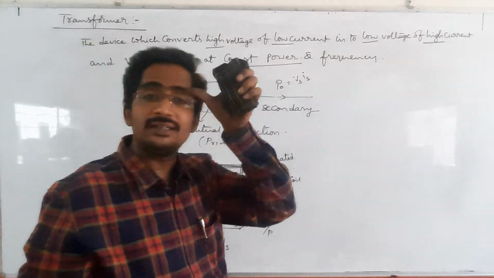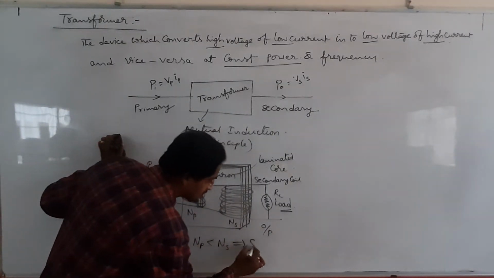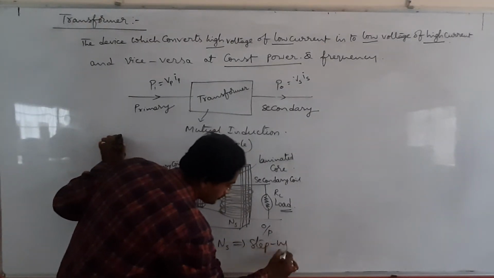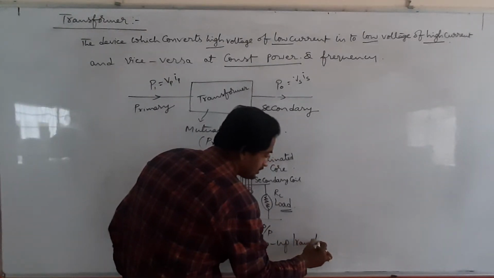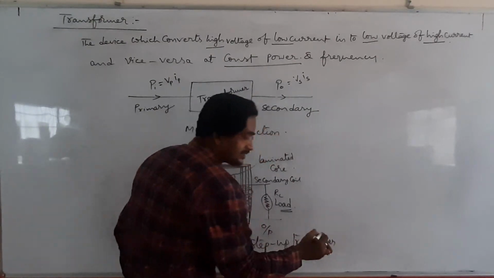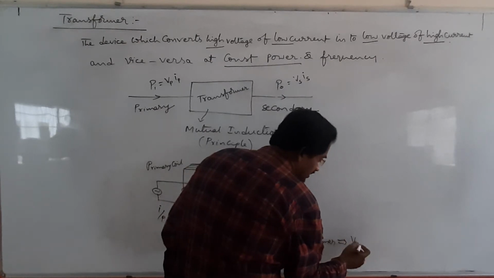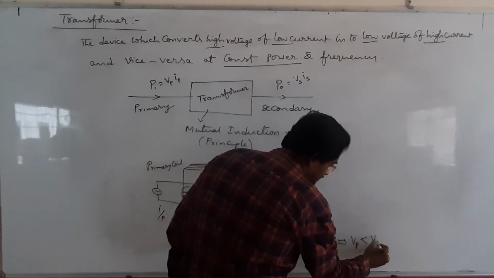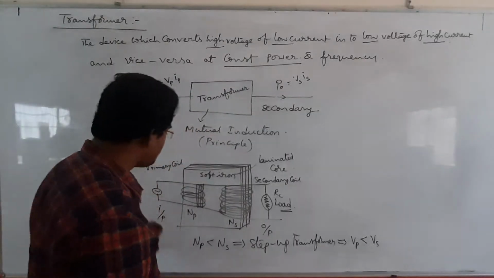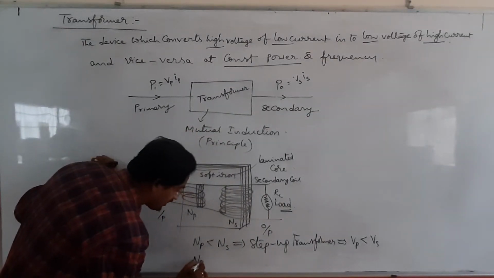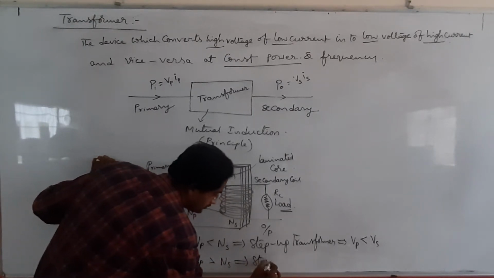Whenever primary turns are less than secondary turns, that transformer is called a step-up transformer. What does a step-up transformer do? It increases the voltage such that input voltage is less than output voltage. Similarly, if the number of turns in the output is greater than in the input, that is called step down.